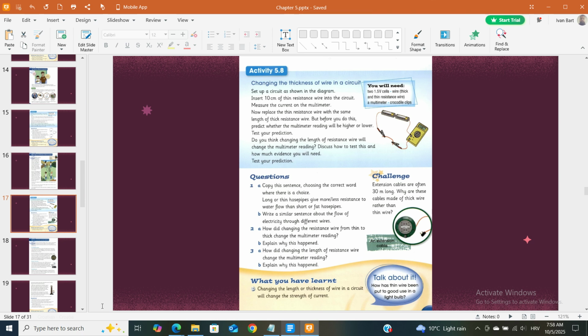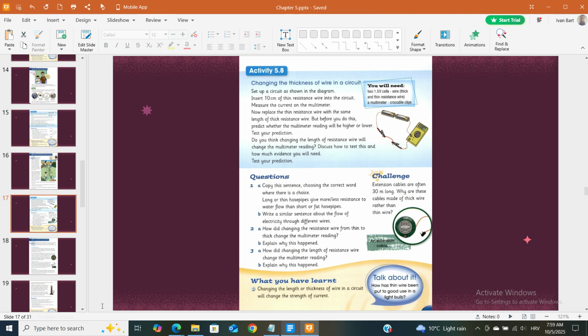Now replace the thin resistance wire with the same length of thick resistance wire. But before you do this, predict whether the multimeter reading will be higher or lower. Test your prediction. Do you think changing the length of resistance wire will change the multimeter reading? Discuss how to test this and how much evidence you will need. Test your prediction.